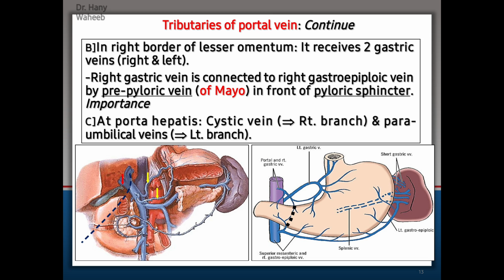At the porta hepatis, the last two tributaries, as we mentioned, are the cystic vein in the right branch of the portal vein and the para-umbilical veins in the left branch of the portal vein. So the portal vein has 6 tributaries in 3 sites: 2 at its beginning, 2 in the right free border of the lesser omentum, and 2 in its branches at the porta hepatis.